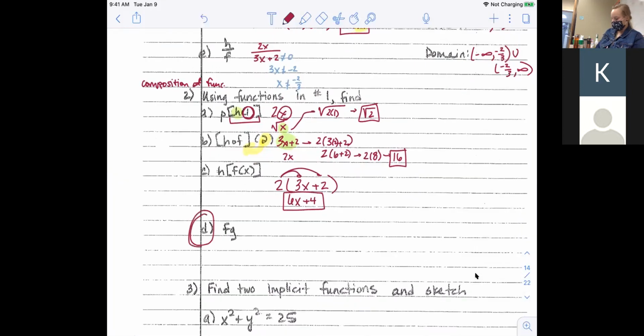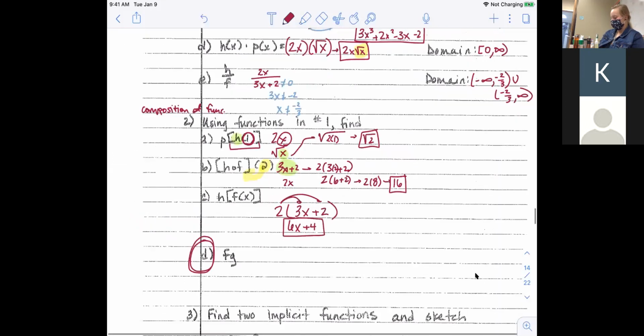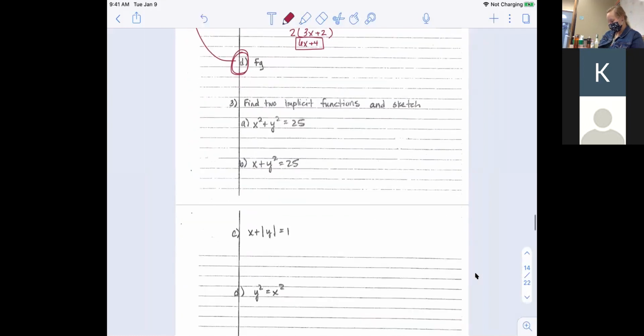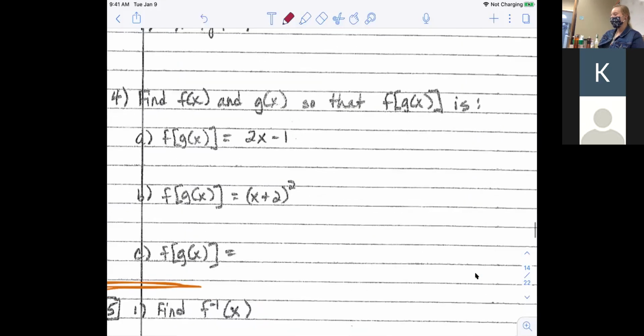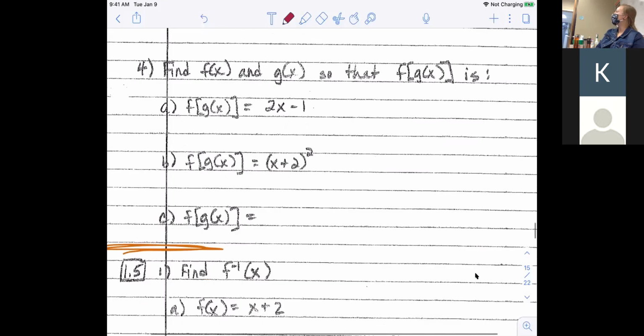All right, we're going to skip D because FG is just F times G, and I don't think I meant anything different. It would be the same as this, and if so, I'll address it next time I see you. We're going to talk about implicit functions. Actually, no, we're not. We're going to skip to number 4. We just did composition, so we're going to do backwards of composition, and if we have time, then we'll do some more implicit functions.